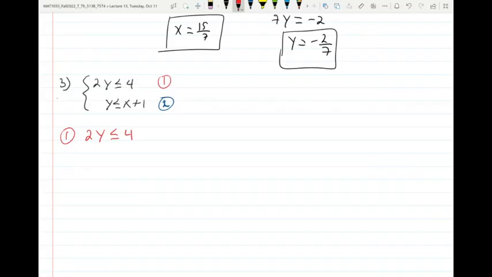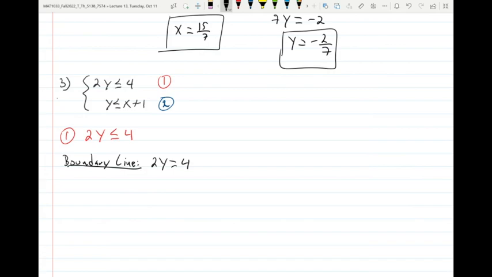So to graph this, the first thing that we need to do is find the boundary line. So we need to figure out the boundary line. The boundary line is easy. All you have to do is replace the inequality by an equal sign. So that will be 2y equals 4. Okay, just put an equal sign here.